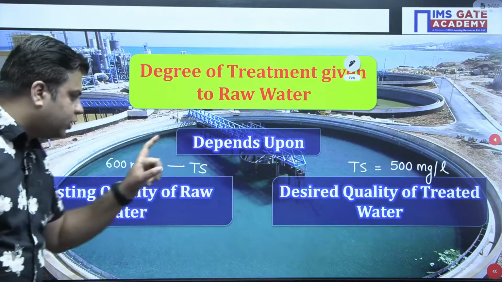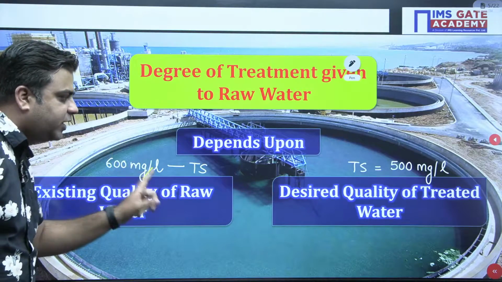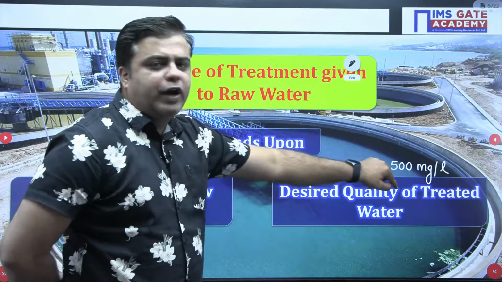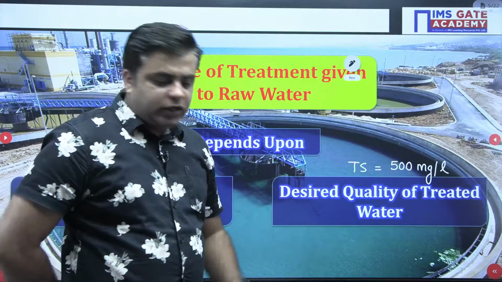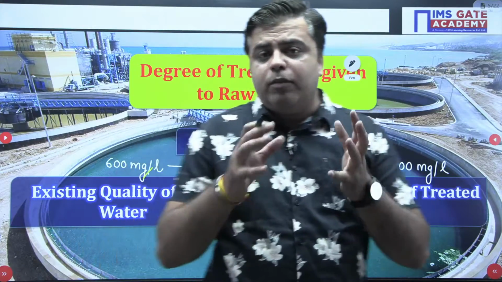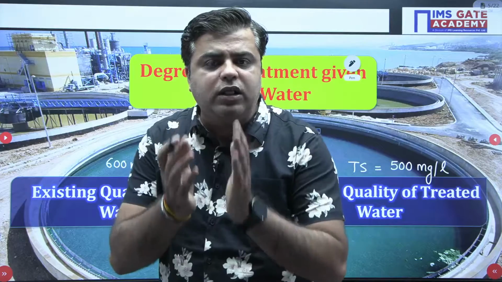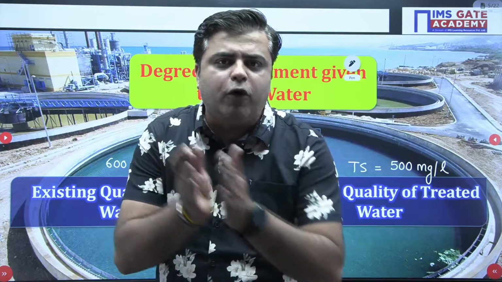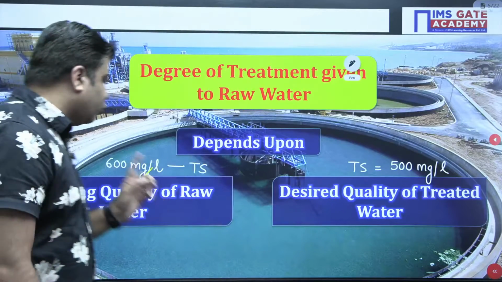Means we need to treat this water to bring down the value of total solid from 600 milligram per liter to 500 milligram per liter or even less than that. So degree of treatment means how much amount of treatment you are giving to the water so that all the water quality parameters fall within the permissible limit.